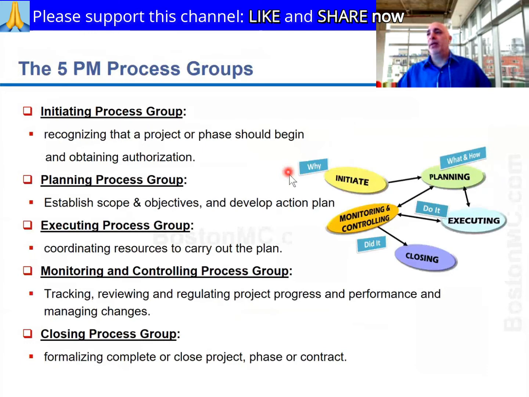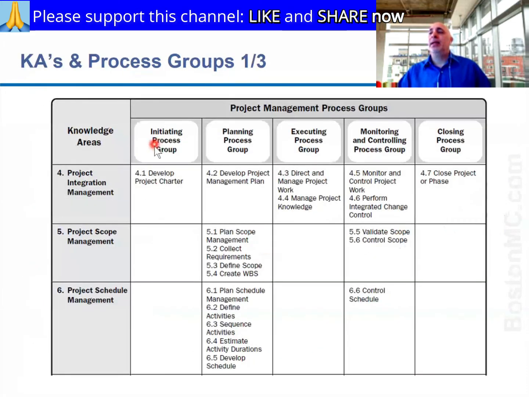They're called process groups, by the way, because they represent what all of the processes here are. So for example, the initiating process group includes all of the initiating processes, the planning process group all of the planning processes, and so on. You'll find that the majority sit inside planning. So if you look here, every knowledge area on the left has something in planning, but not every one of them would have something in initiation or in execution. Monitor control is another one that has something for every one of these knowledge areas that you see here.